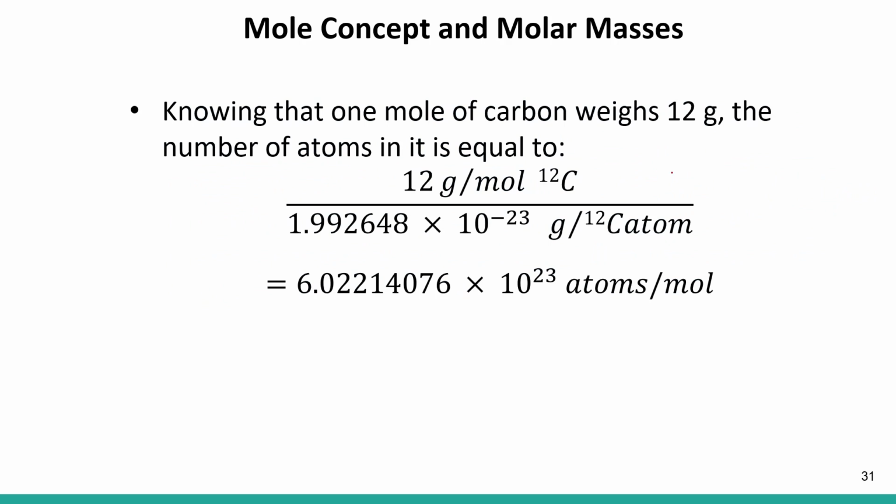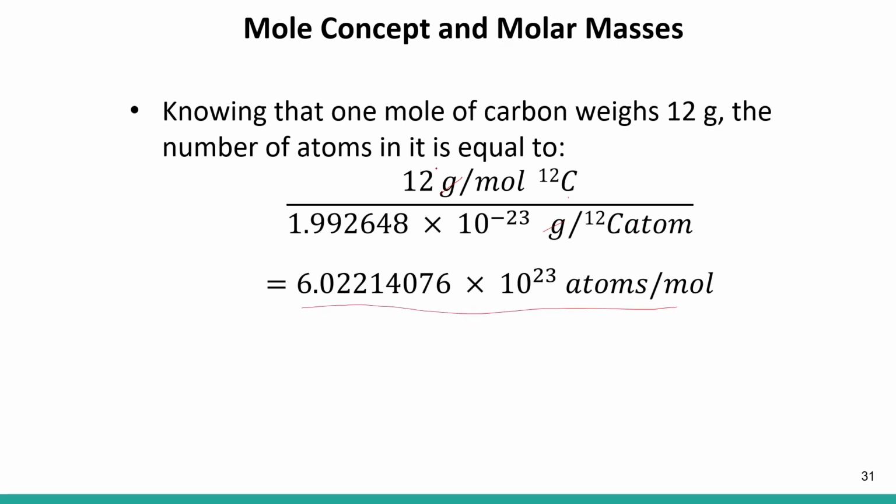So how was it calculated? It was calculated using this formula. It is 12 gram per mole of carbon-12 divided by the mass of one carbon atom. The gram will cancel, the carbon atom will go up, and the mole of carbon-12 will go down. We will get this.